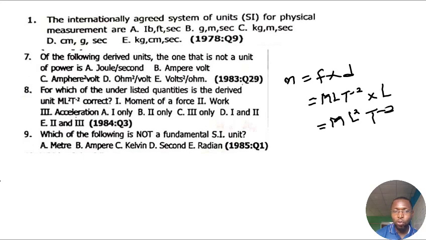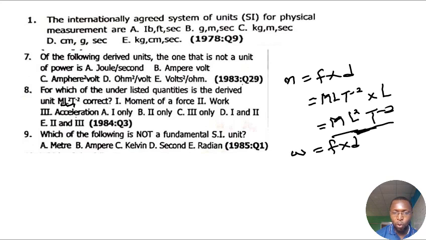Now if we come back to the question here, which one is equivalent to it? So we have this. This is correct. So this is ML squared T to the minus 2. So moment of force is correct. That of work also is force times distance. So moment of force and work have the same formula. So work formula is also force times distance. Definitely it has the same dimension. Then the third one, which is acceleration.